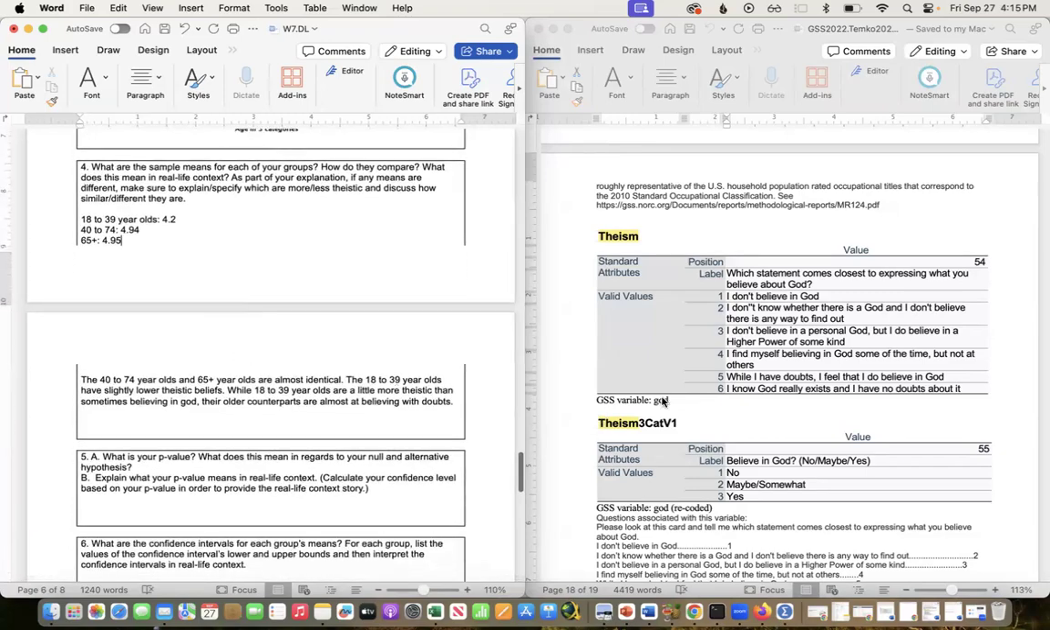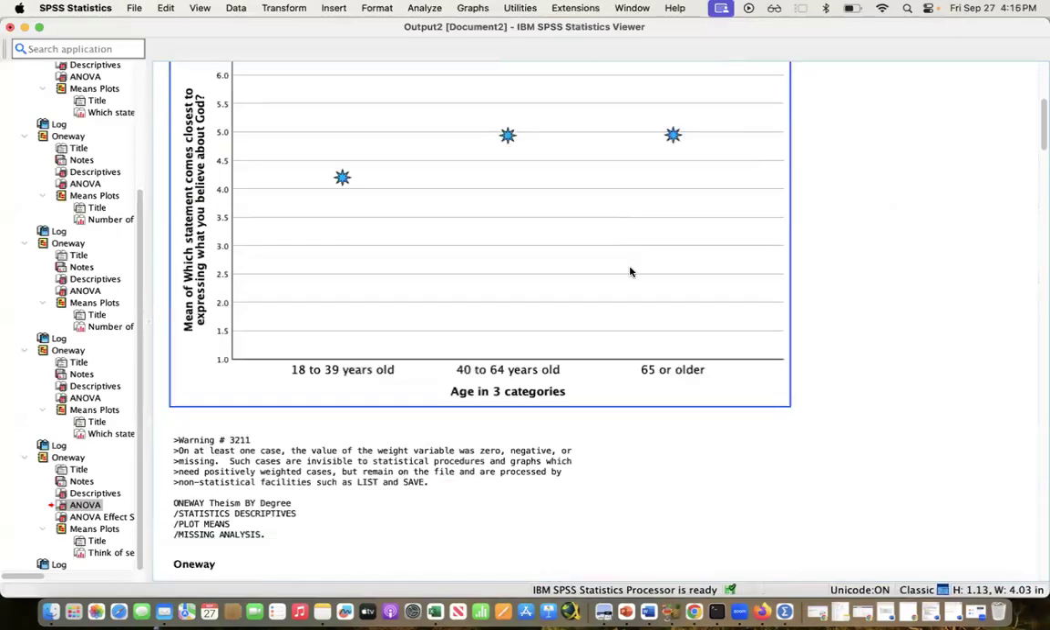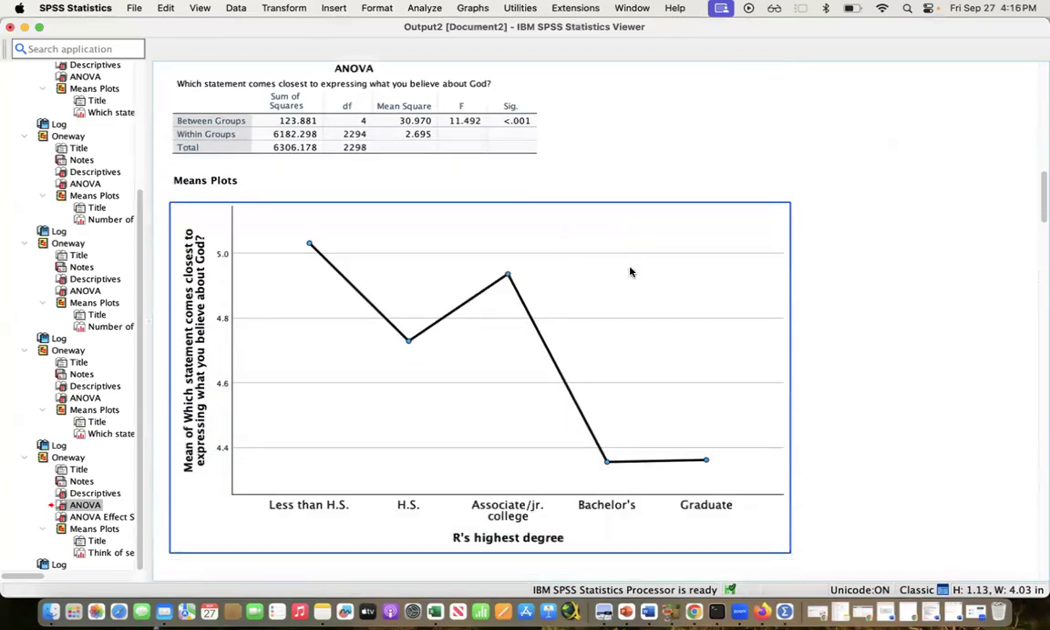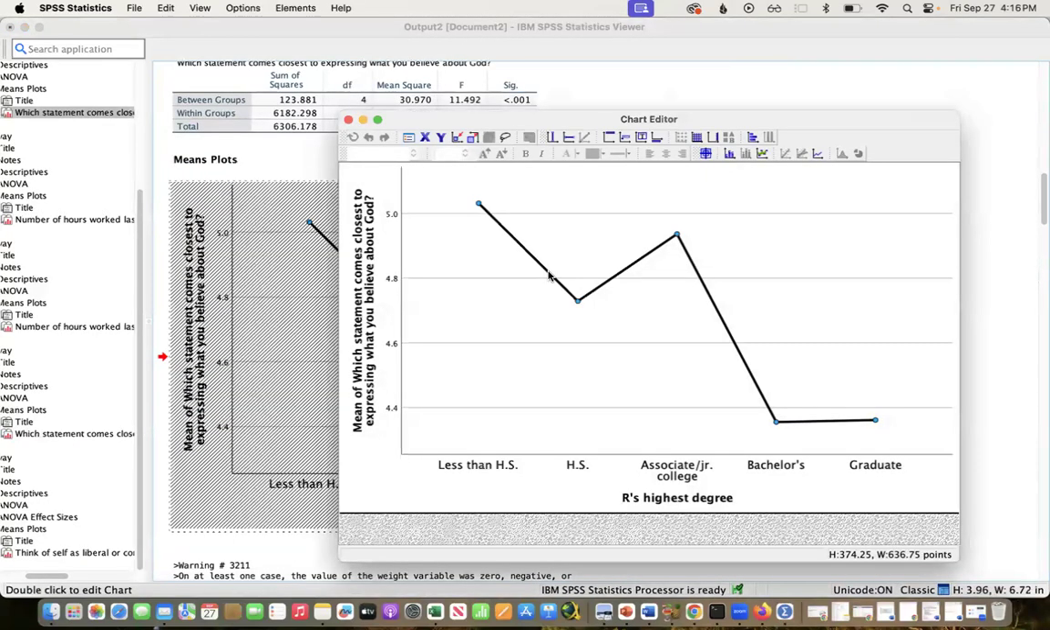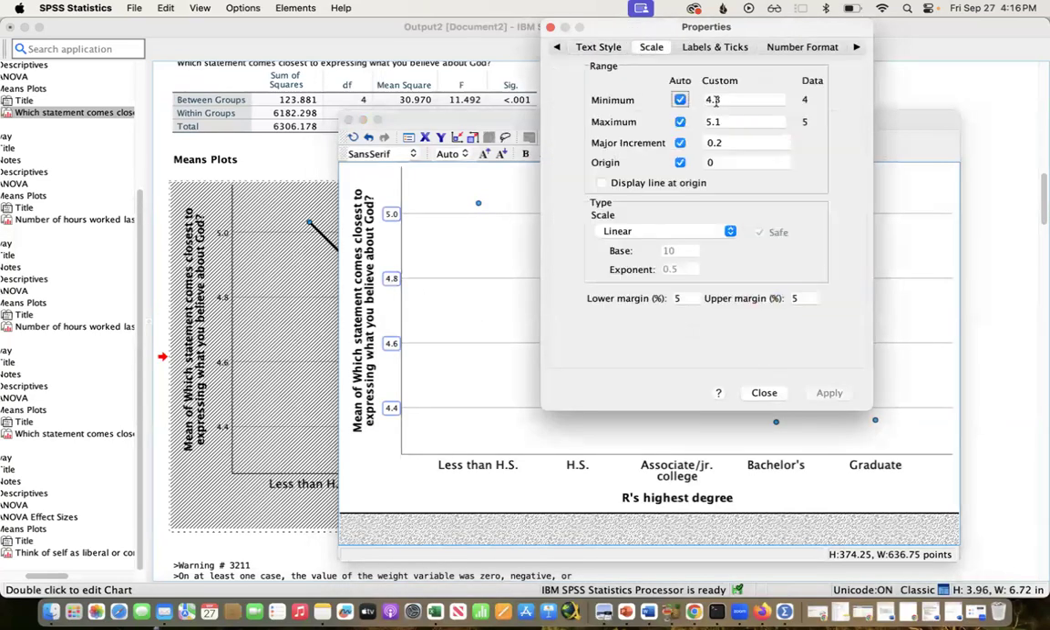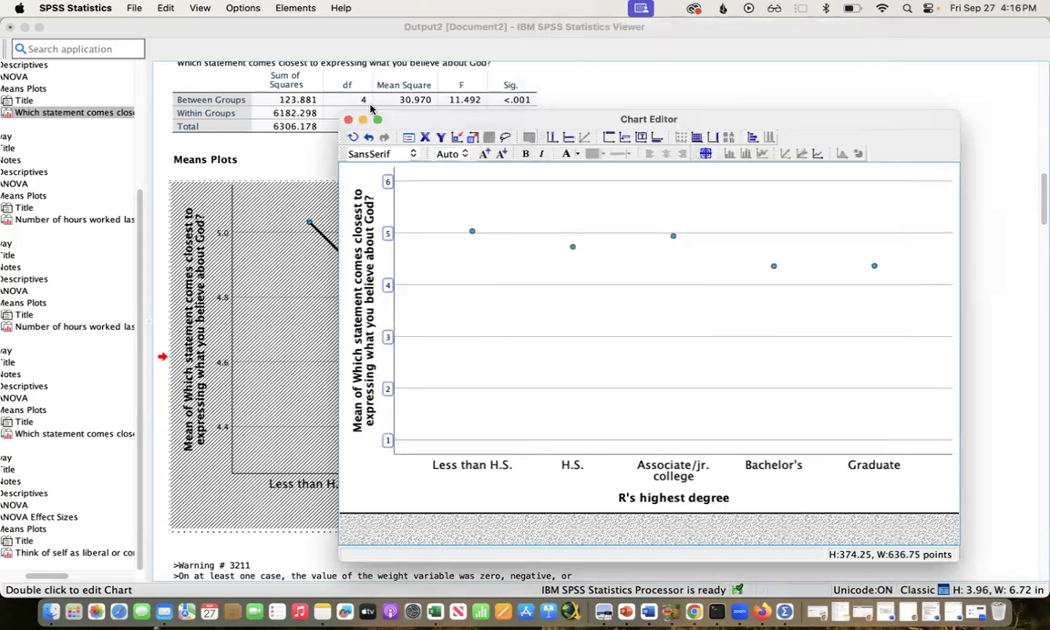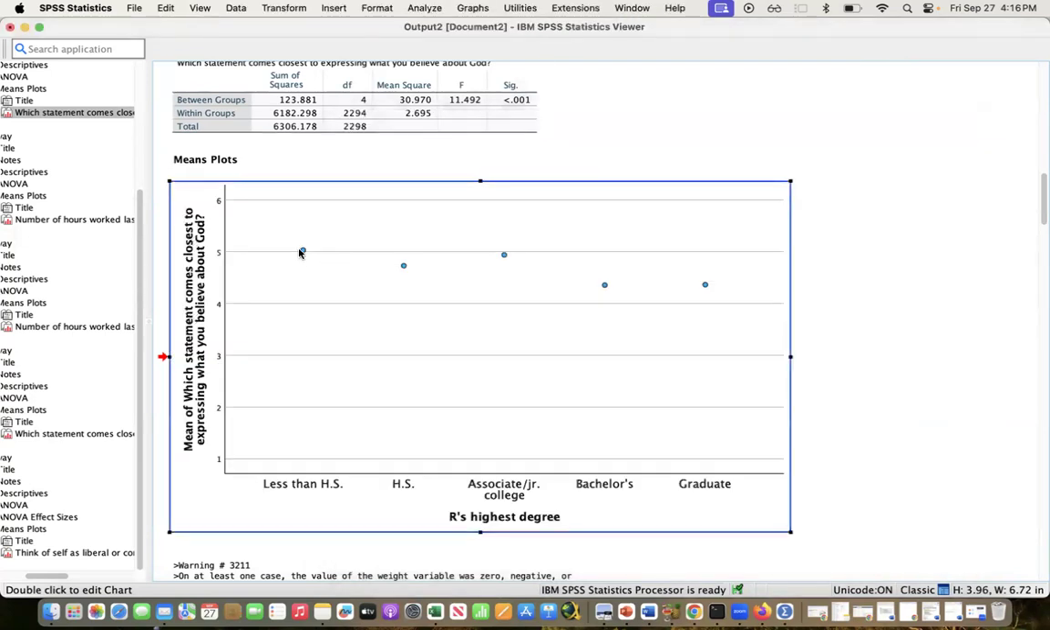Okay. If I were to look at these other ones, so if we look at this one by education, we can see that the most theistic are less than high school, and associate junior is pretty similar. High school is a little lower, but still leaning towards the 5. And then bachelor's and graduate are closer to the 4. So again, all within the 4 to 5 plus range.